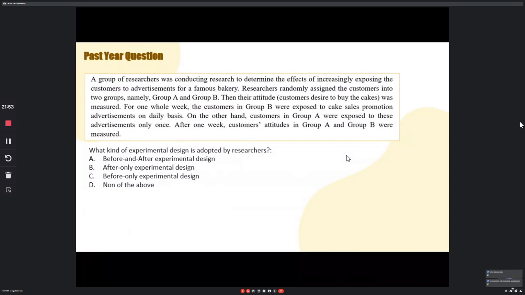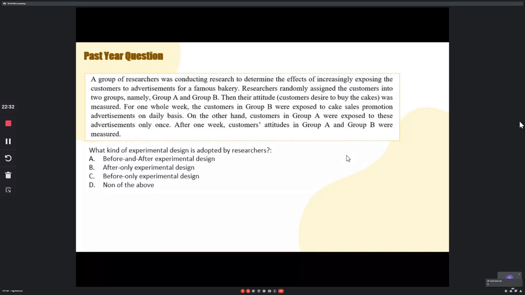You have group A, group B, right? Then before you start the experiment, you measure their attitude, whether they want to buy your cake or not. After measuring their attitude, you put them into two groups. Group B, every day you expose them to the advertisement. Group A, expose them to the advertisement only once, one time in this 1 week time. And after 1 week, both attitudes will be measured again whether they want to buy your cake or not.